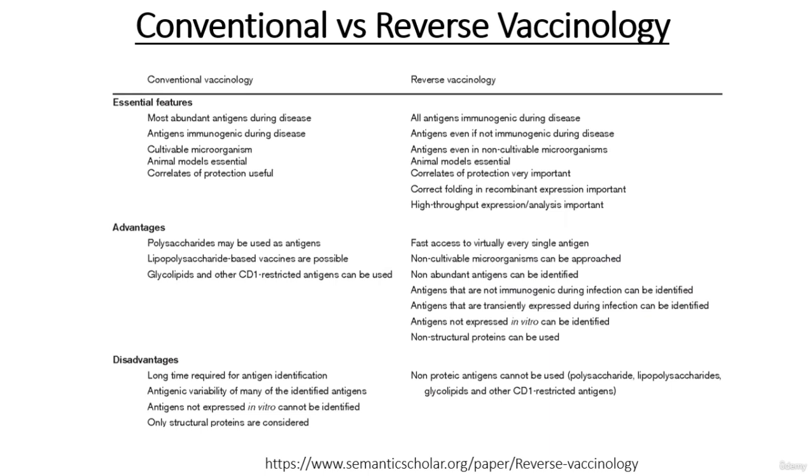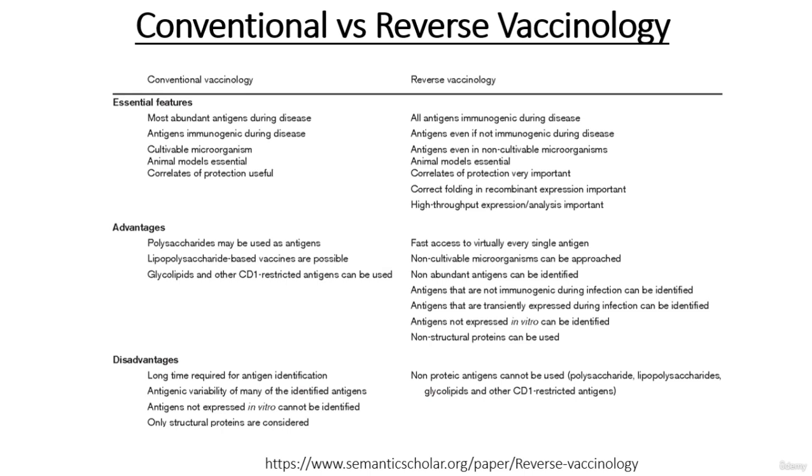But the advantages are fast access is there to virtually every single antigen. Then you don't need to cultivate microbes. Then non-abundant antigens can be identified here. Then antigens which are immunogenic or not immunogenic during infection can be identified. Then antigens which are transiently expressed during infection, even that can be identified. Again, antigens which are not expressed in in vitro methods can be identified. The non-structural proteins can also be used.